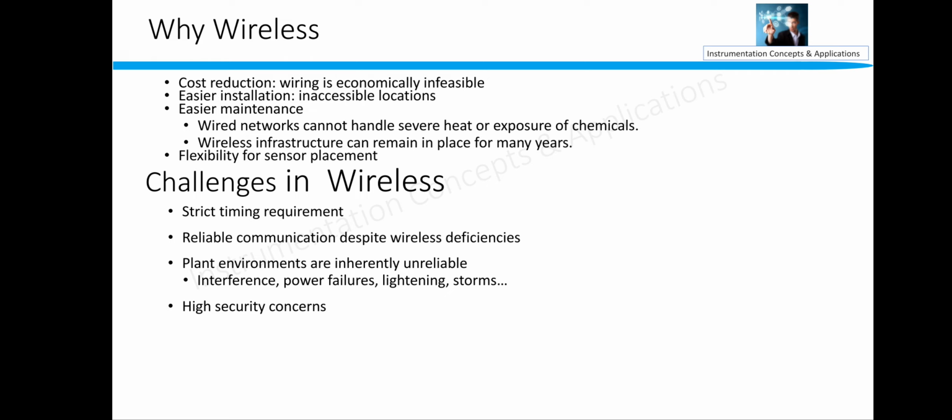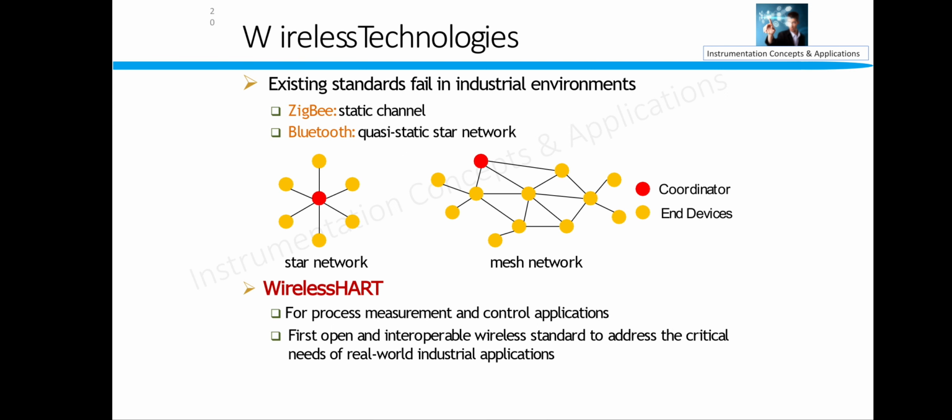So, some basic questions: why wireless? Cost reduction, easier installation, easier maintenance, and flexibility of sensor replacement. Challenges in wireless are also there: strict timing requirements, reliable communication despite wireless deficiency, plant environments that are inherently unreliable, and high security concerns. The plant environment is inherently unreliable, so that's why we are not going to use it for tripping or controlling purposes. We are using it in open circuit only.